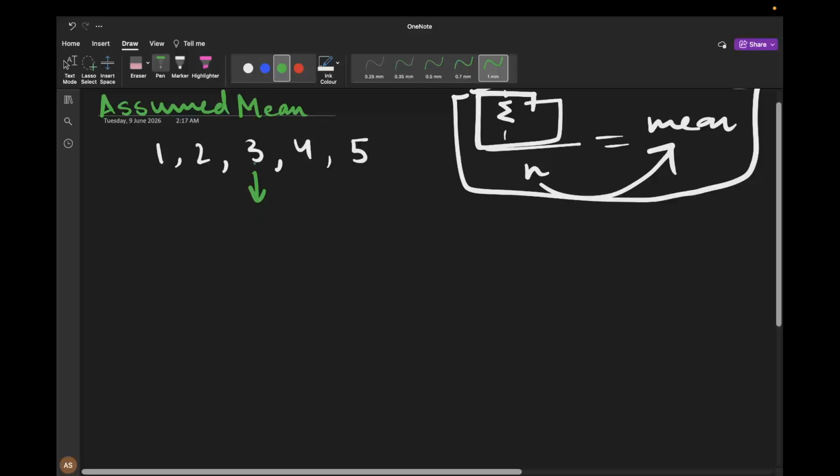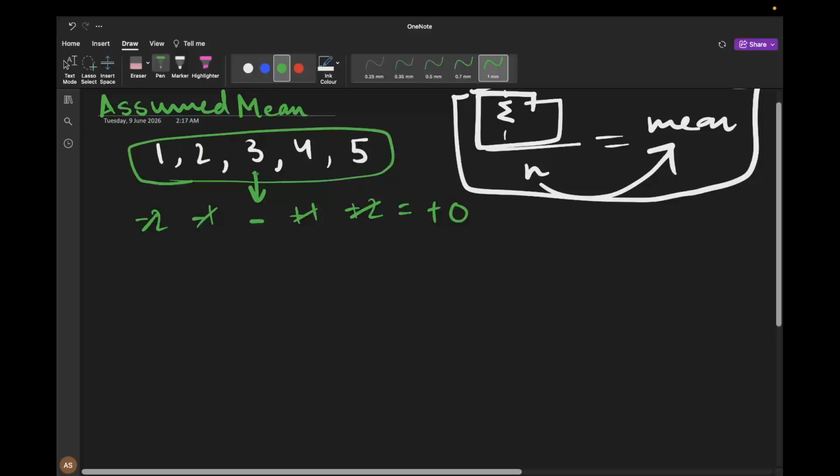Now, if 3 is our assumed mean, the difference between 3 and 3 is nothing. 3 and 4 is 1 greater, 3 and 5 is 2 greater. 3 and 2 it's 1 less, and 3 and 1 is 2 less. And when we see it all cuts out, minus 2 goes with plus 2, plus 1 goes with minus 1, we basically are left with 0. Basically, we are going to add 0 to all the five numbers multiplied to our assumed mean 3.